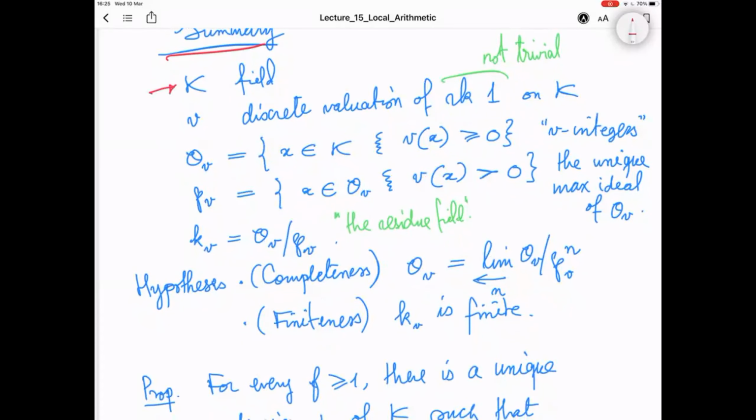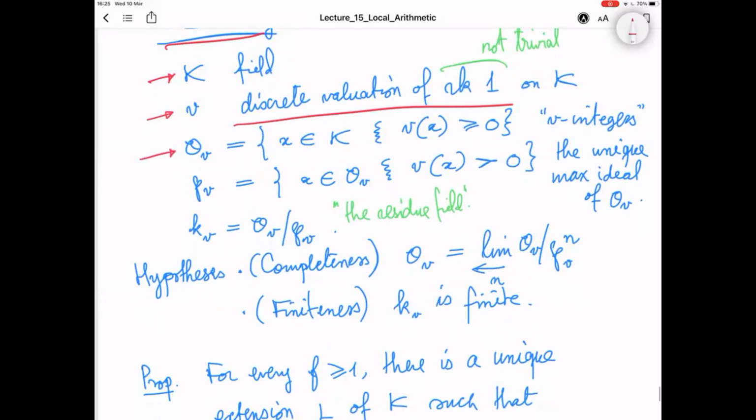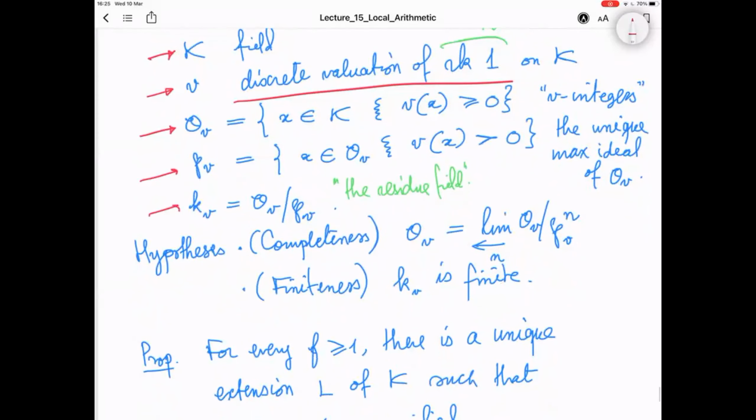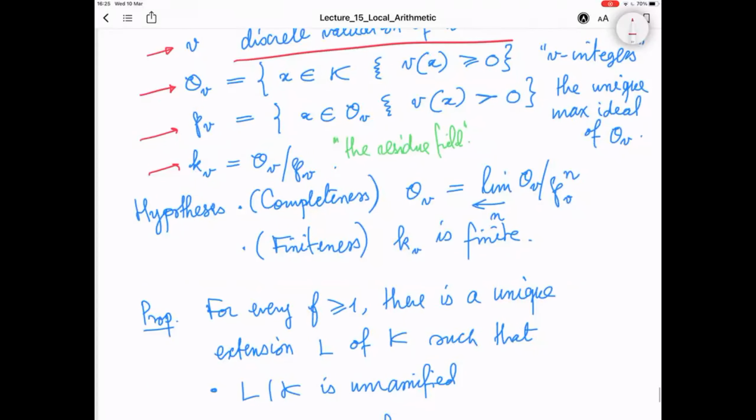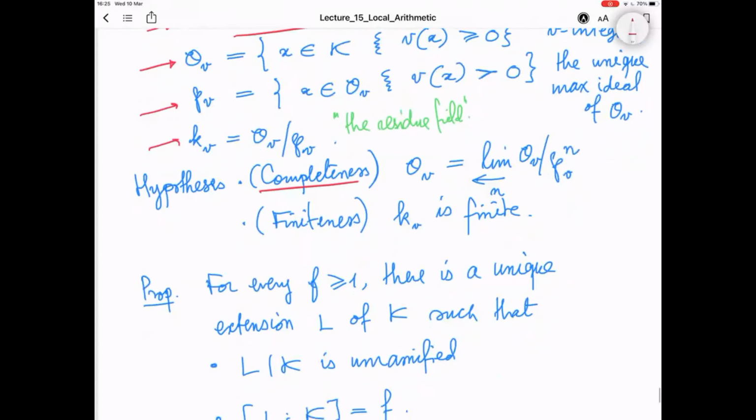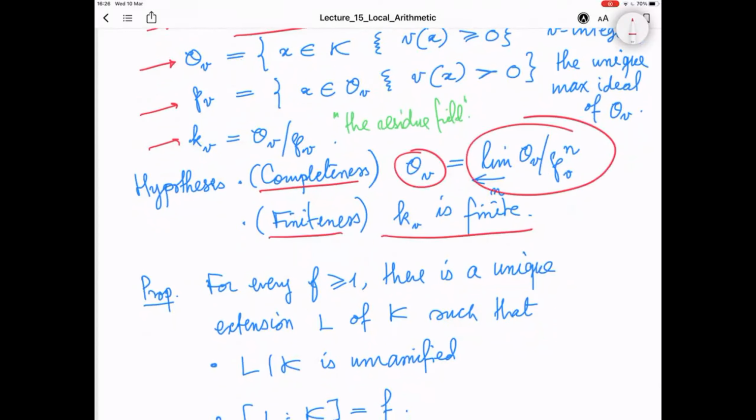So we have a field K. It comes with a discrete valuation of rank one, which just means that it's not trivial, okay? Then you have the ring of integers of that valuation, and the unique maximal ideal of this ring and the residue field, right? What are the hypotheses under which we are working? The first one is completeness, which means that this ring OV is the inverse limit of OV modulo PV to the N. And the second one is finiteness, that the residue field is finite.